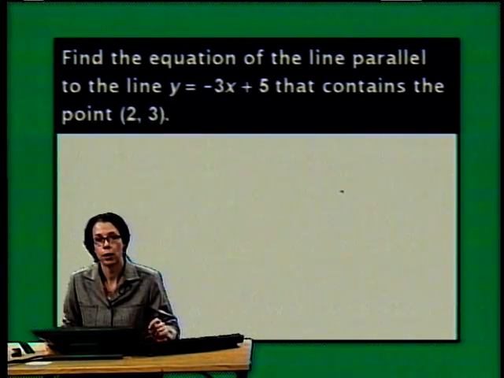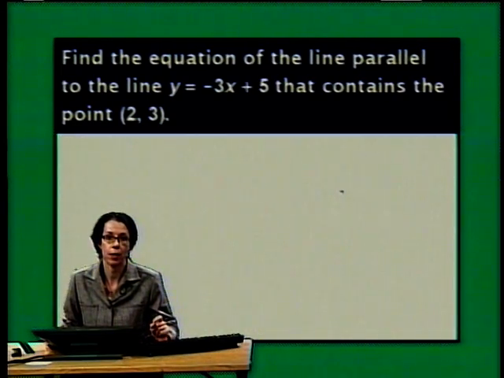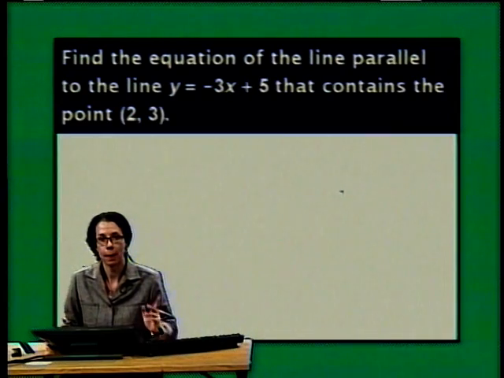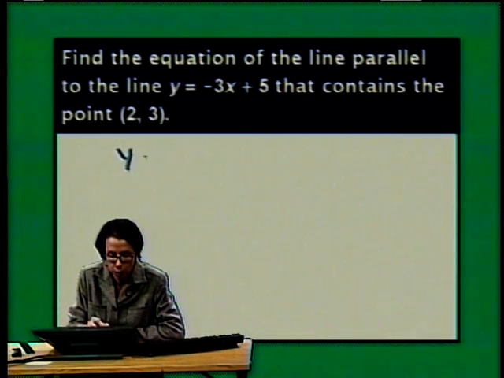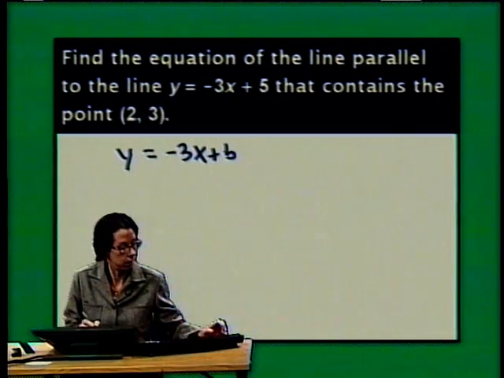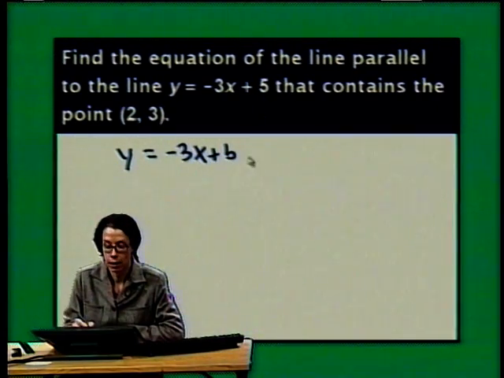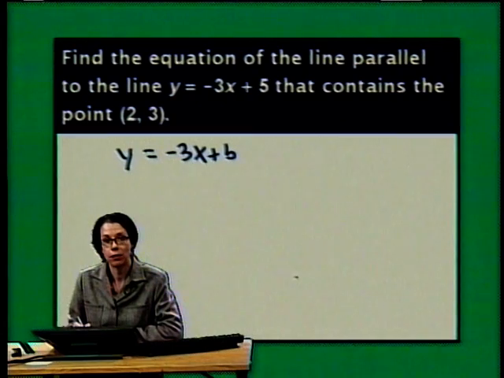We want to find the equation of the line parallel to the line y equals negative 3x plus 5 that contains the point 2, 3. Well, I know what the slope of the parallel line is. It's got to be negative 3. So I'm looking for an equation of the form y equals negative 3x plus b. My given line and the line I'm looking for have the same slope. They're parallel.